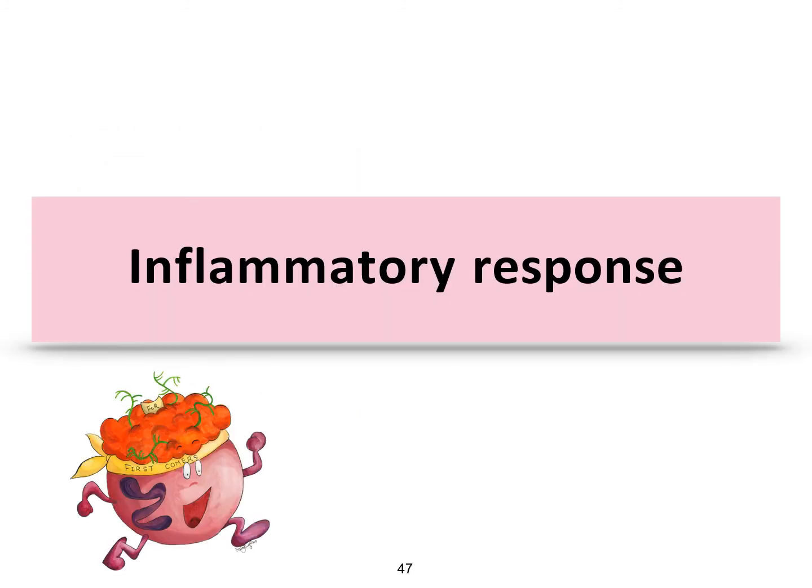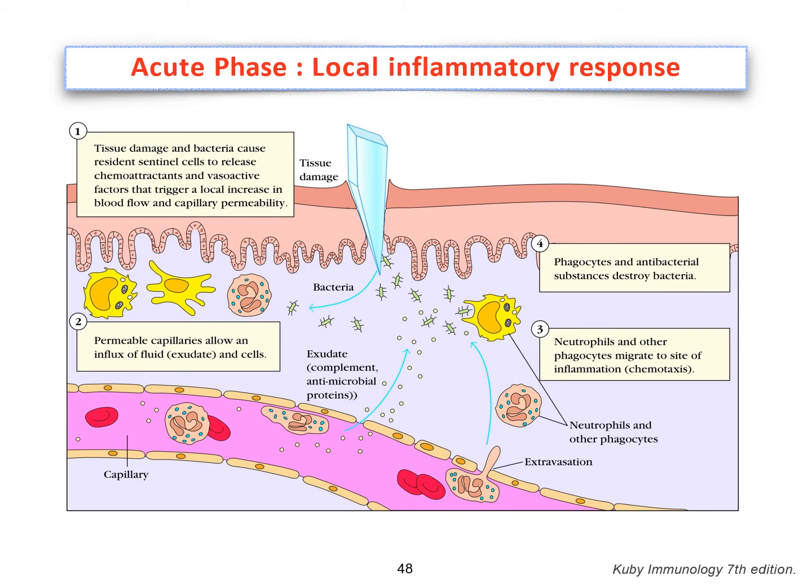And the inflammatory response in acute phase: local inflammation takes place, tissue damage and bacteria cause resident sentinel cells to release chemoattractants, and that triggers a local increase in blood flow and capillary permeability, which leads to influx of fluid, exudate and cells. So these cells, phagocytes and antibacterial substances destroy bacteria. Neutrophils and other phagocytes migrate to the site of infection.